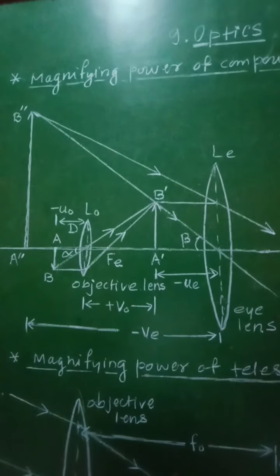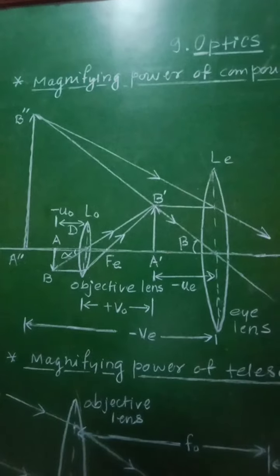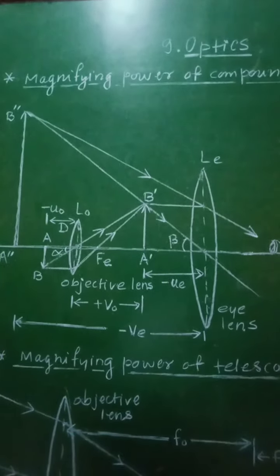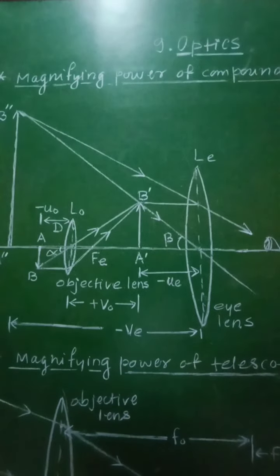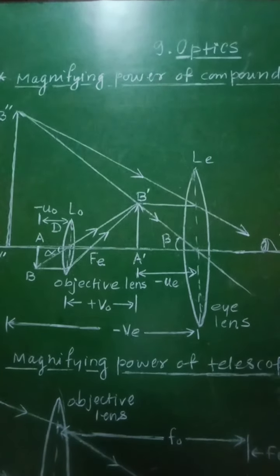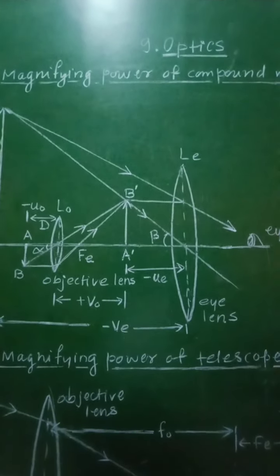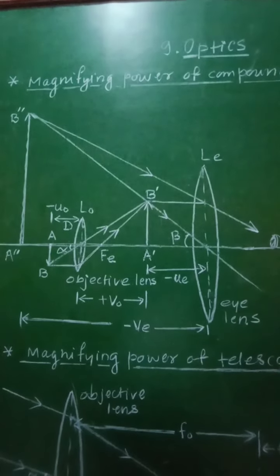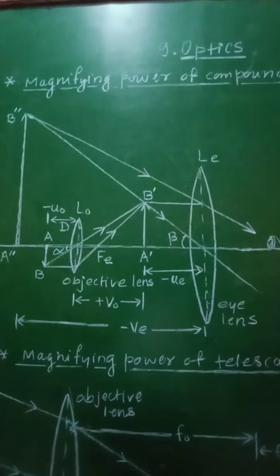Then the position of the eye lens is now so adjusted that the image A dash B dash is within its focus. Hence for this object A dash B dash, the eye lens behaves as a simple microscope and produces its virtual and magnified image at A double dash B double dash, which is inverted with respect to the original object AB.